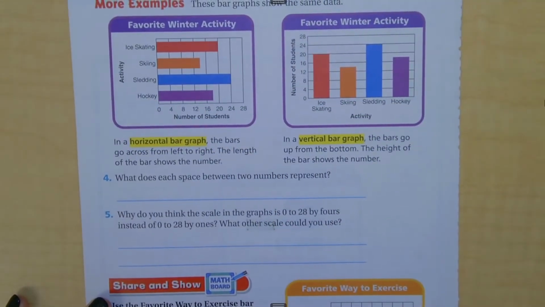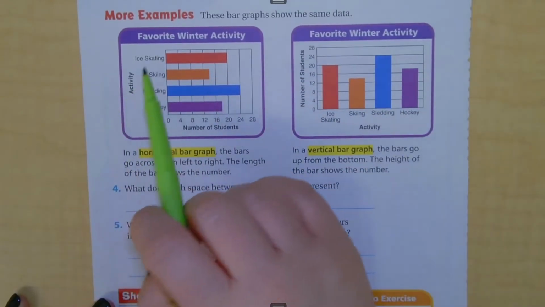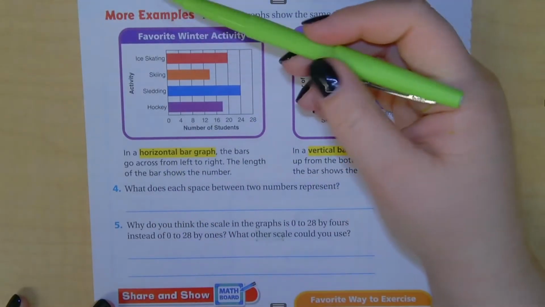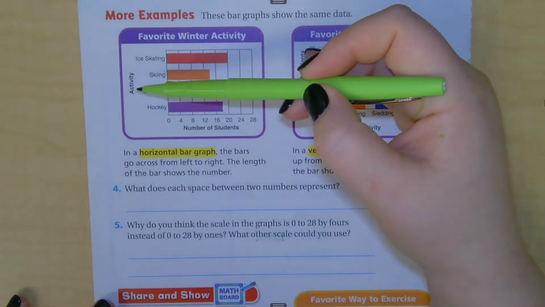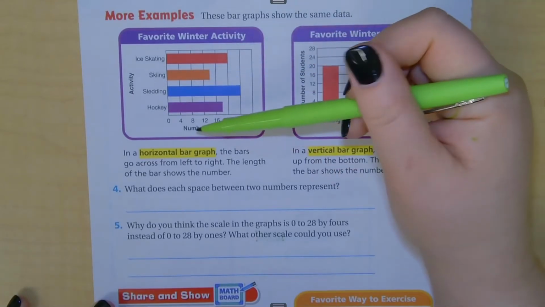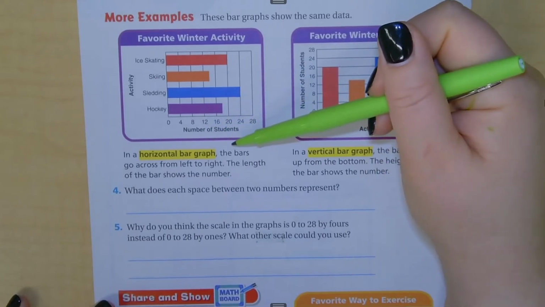Okay? All right, let's go ahead and look at these two graphs. They're both titled Favorite Winter Activity. On the horizontal bar graph, we have activity on the side. We have ice skating, skiing, sledding, and hockey. On the bottom, we have number of students.